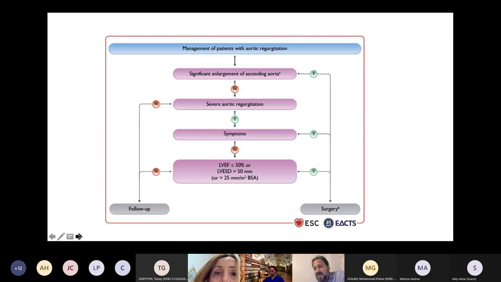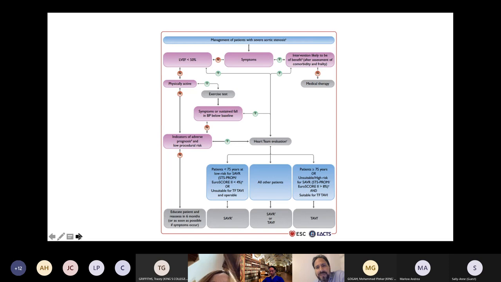Aortic regurgitation, principles of volume overload of the left ventricle apply once again, but we're a little bit more lenient. Our tagline is a left ventricular end systolic size of greater than 50 millimeters or the ejection fraction less than 50% as a prompt for referral to surgery.